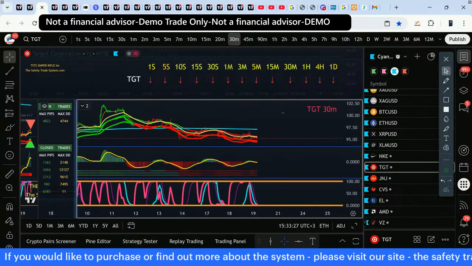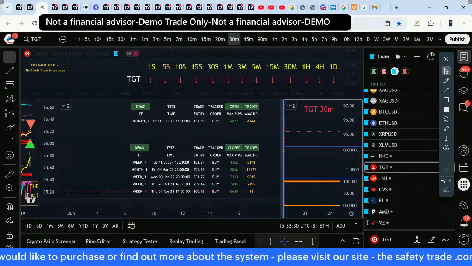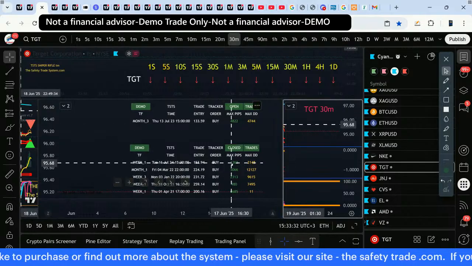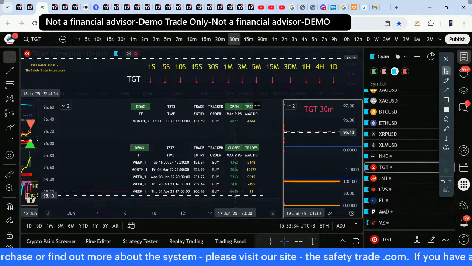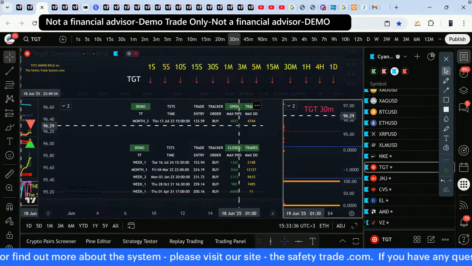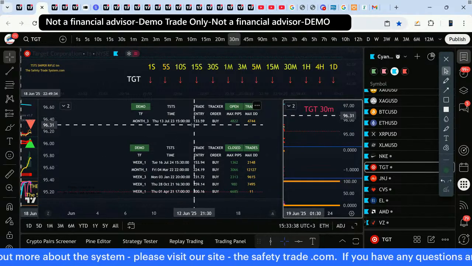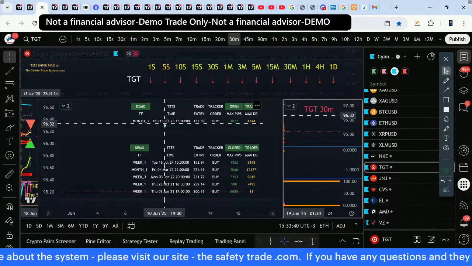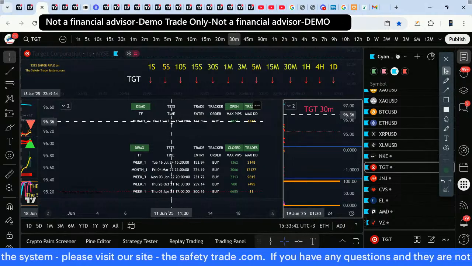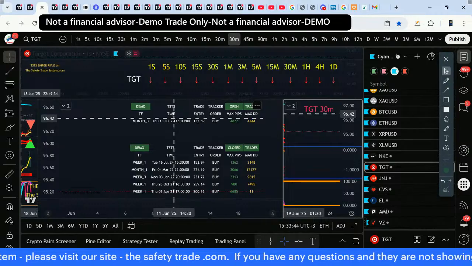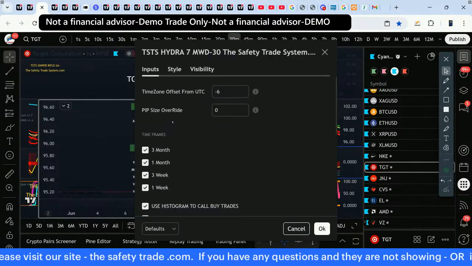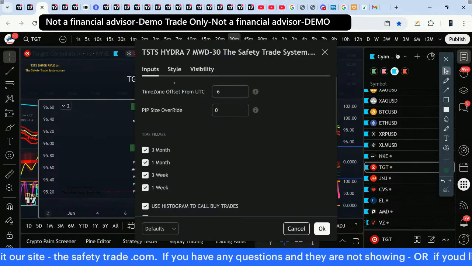Has my system called out Target correctly? I'd say so. Holy shit. All these greens are positive. These are all closed demo trades, all in the money. This is the demo trade that's still open from July 13th, 2023. Hey, Keith, can we change this to the year? I don't like the way this is shown. I don't know if we're allowed to do that.